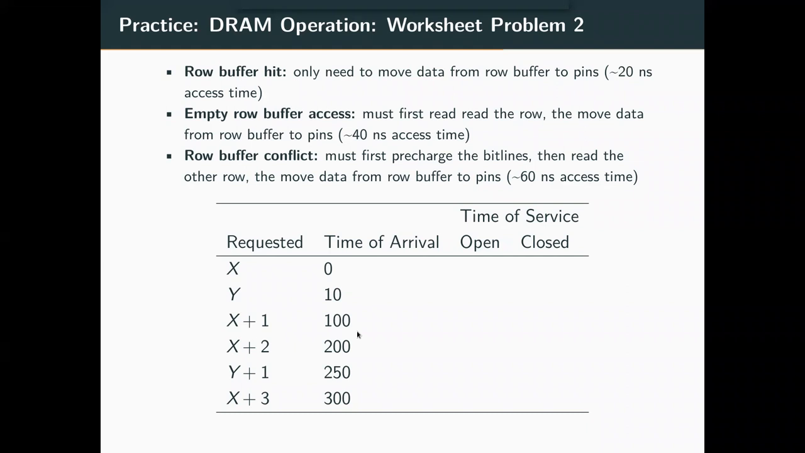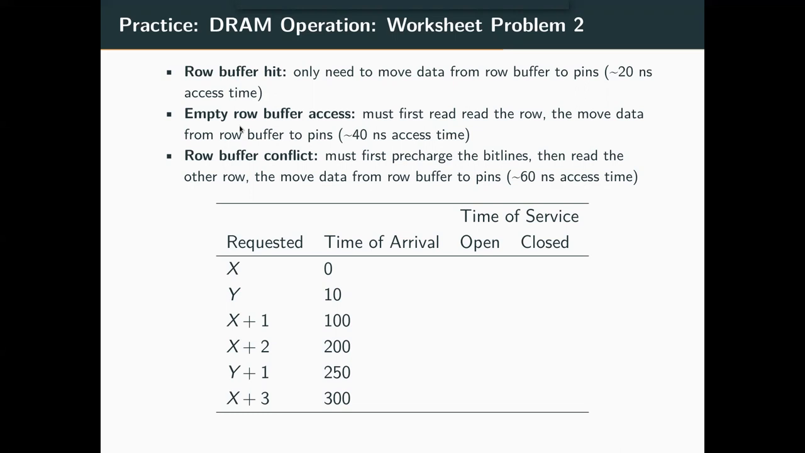Now, we're also provided a few other details, namely that it takes 20 nanoseconds if we get a row buffer hit to move the data from the row buffer into the pin. If we have an empty row buffer access, then we have to read the row in, and then we have to move the data from the row buffer down to the pins, and that's going to take 40 nanoseconds, so twice as long.